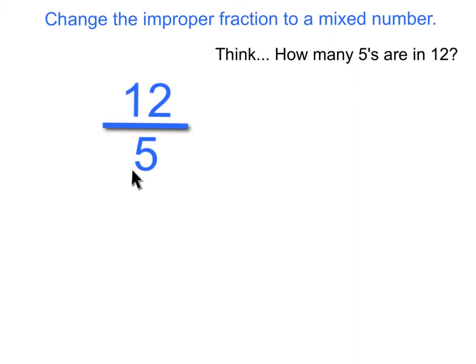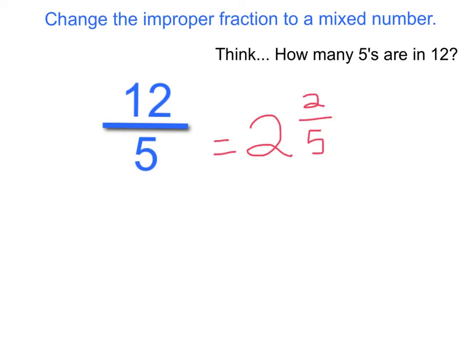If I count how many groups of 5 are in 12, I would know that 5 times 2 is 10. So 10 plus 2 more would equal 12. So my remainder would be 2, and we always keep our denominator the same. Again, I'm going to show you what I just did. I did 5 goes into 12 2 whole times. 2 is left over. That equals 10, 11, 12. There'd be 12 fifths. So my mixed number is 2 wholes and 2 fifths.